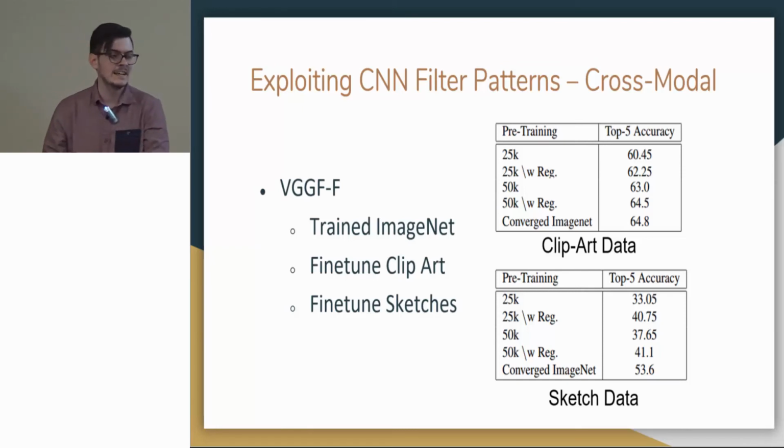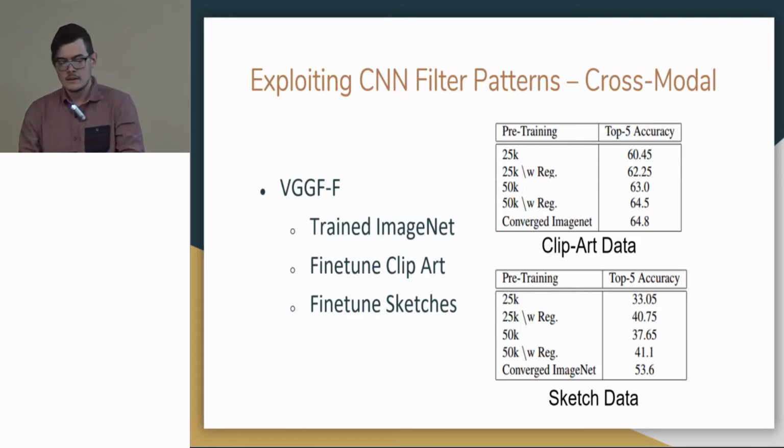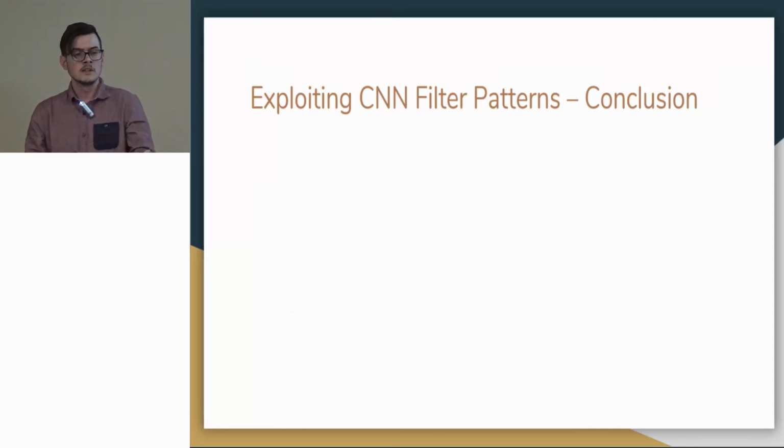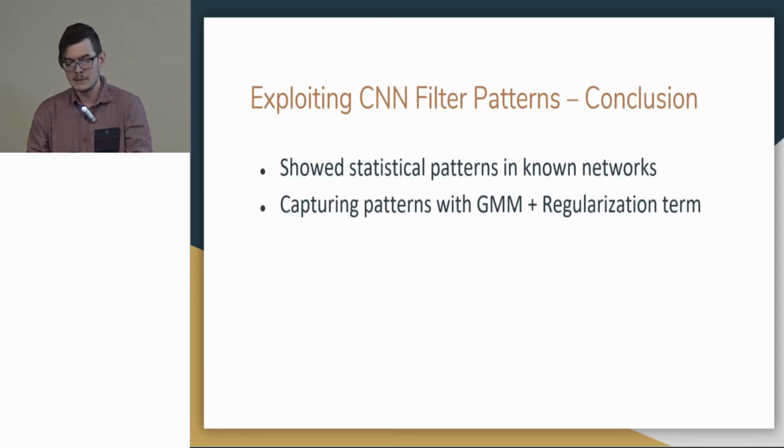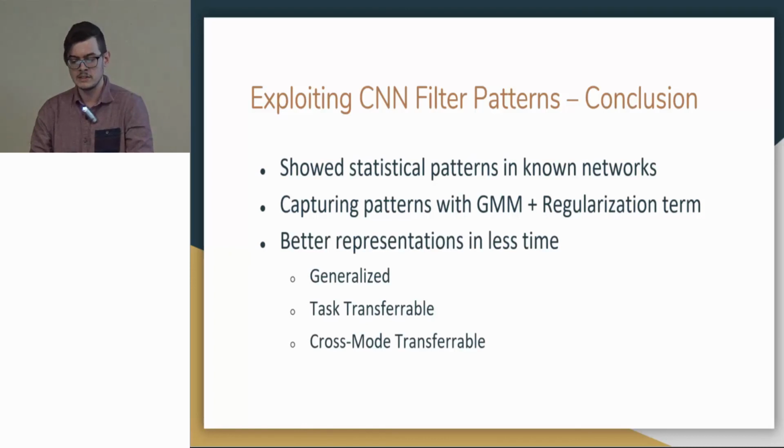In the sketch data, it was not as good as the clip art data, and they do mention this in the paper. They don't explain why that difference exists. So in conclusion, we have shown statistical patterns in known networks. We have captured those patterns with GMM and enforced them with the regularization term in order to get better representations in less time, giving us generalized features that are task transferable and possibly cross-mode transferable.